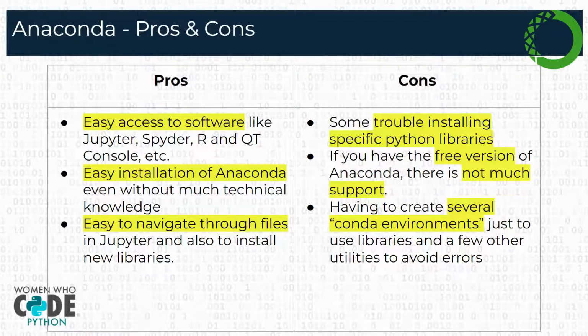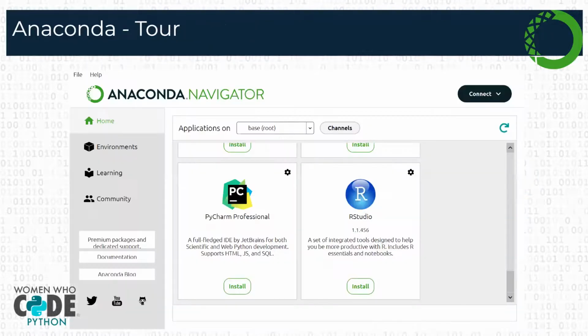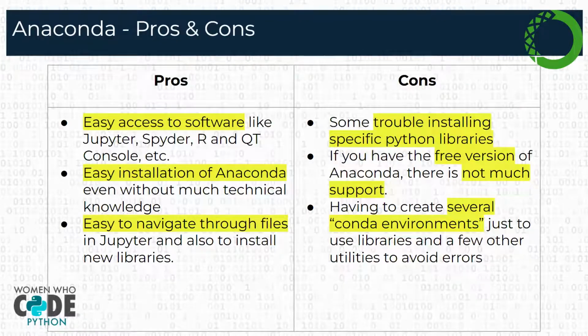So some pros and cons of Anaconda. Some pros: first, it provides easy access to software like Jupyter, Spyder, R, and Qt console. And installing Anaconda is said to be easy, even without much technical knowledge. Anaconda comes with Anaconda Navigator, which is the prompt we saw before. It is a terminal-like utility where you can easily install packages and libraries.